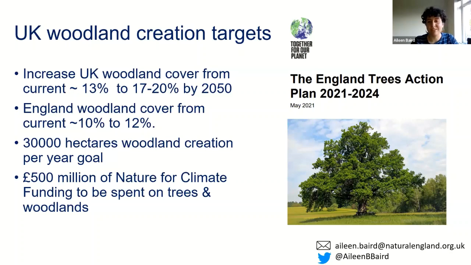So the things that are set out in this document include increasing tree cover by a very significant percentage. So we have a relatively low percentage cover of woodlands in the UK compared with other areas of Europe, for example. We currently only have 13 to 14% tree cover or woodland cover in the UK, compared with something like 40% in France. So we have quite low woodland cover. And so this document sets out how many woodlands we're aiming to create. So increasing our percentage cover from 13% up to 17 to 20%, a goal of 30,000 hectares per year.